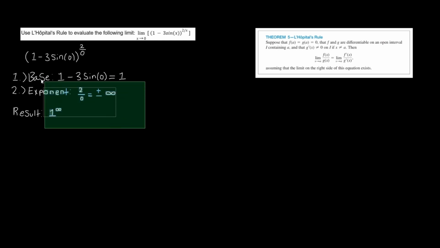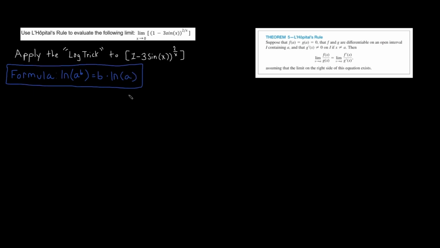Now that we have confirmed that this is in fact an indeterminate form, I'm going to go ahead and clean this up. And now we're going to look at the function. What to do? We're going to apply something that's often referred to as the log trick. To apply the log trick to our function, we're going to need a formula. So this here is the formula that we're going to apply. Here in our expression, a equals 1 minus 3 sine of x and b equals 2 over x.